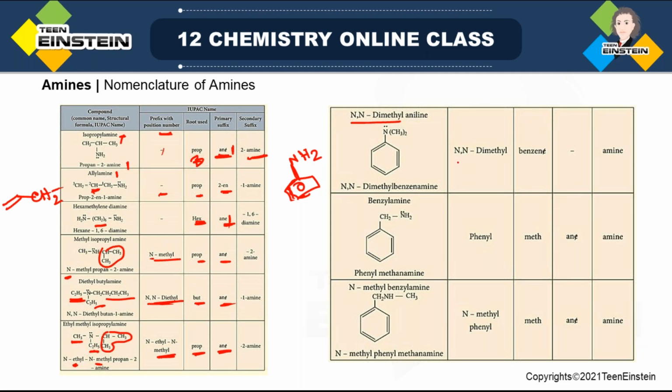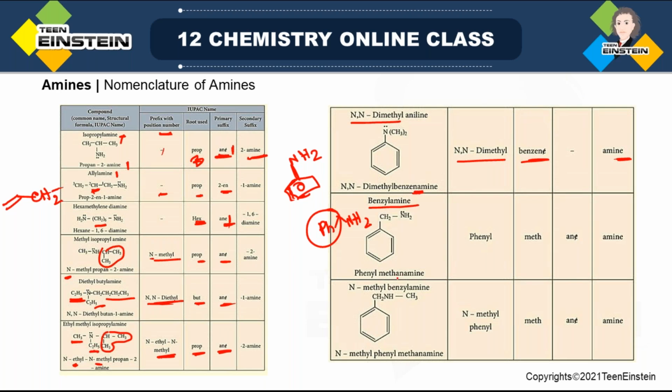But when it is IUPAC, now this is prefix, then root word will be benzene because we have aromatic ring, and then suffix amine. N and dimethyl benzene amine. But in benzene, this last E of benzene is omitted. Then benzylamine. Now benzylamine is the common name because PhCH2 group, this is actually PhCH2, and PhCH2 group is known as benzyl. So that is why common name benzylamine.